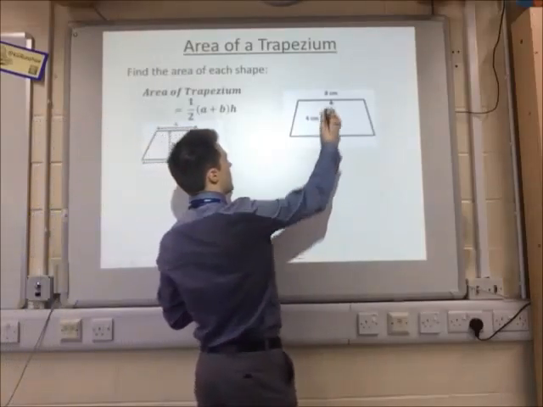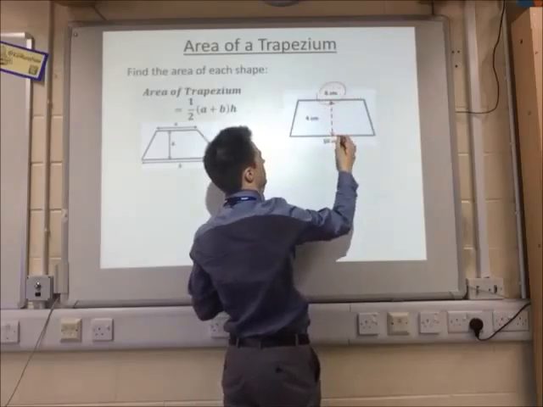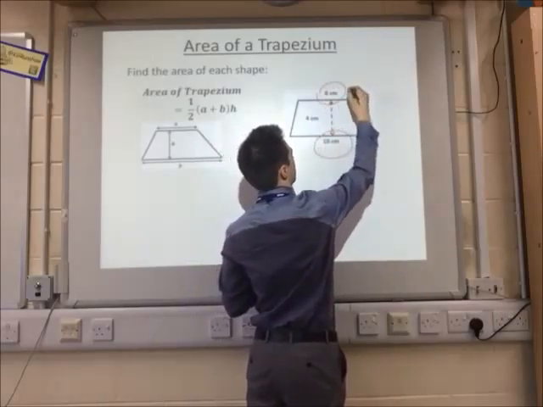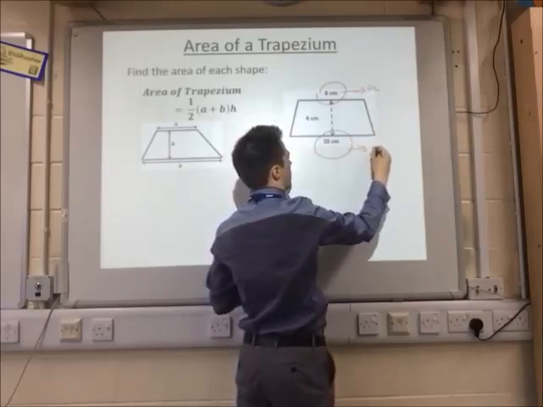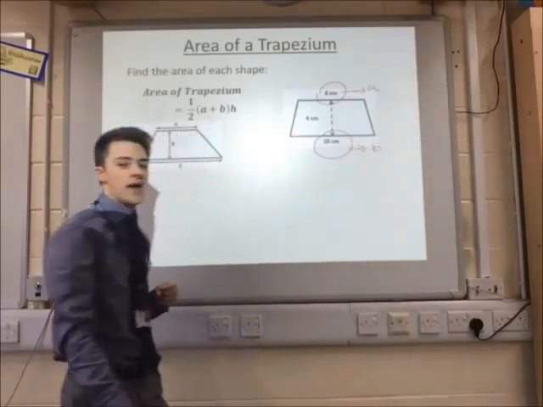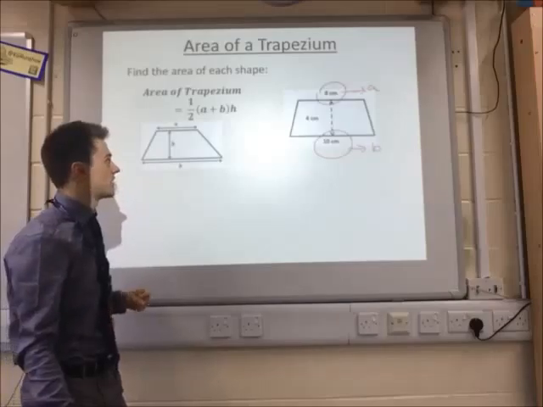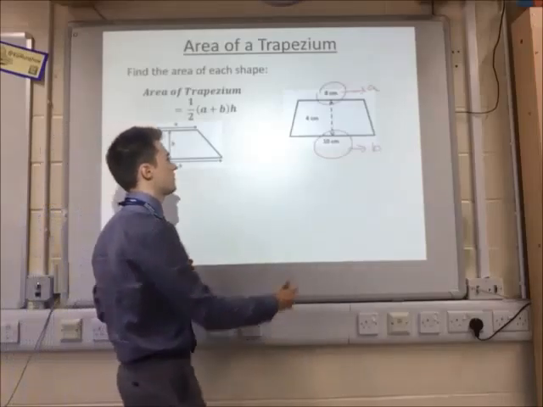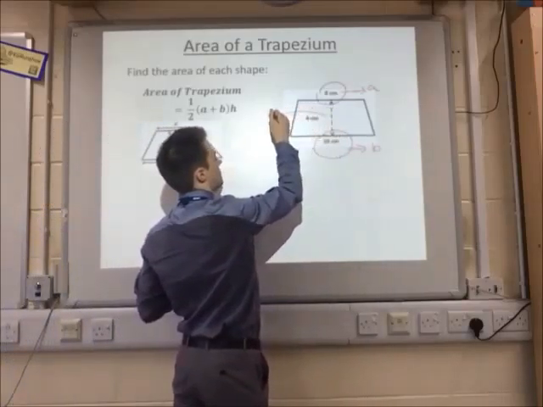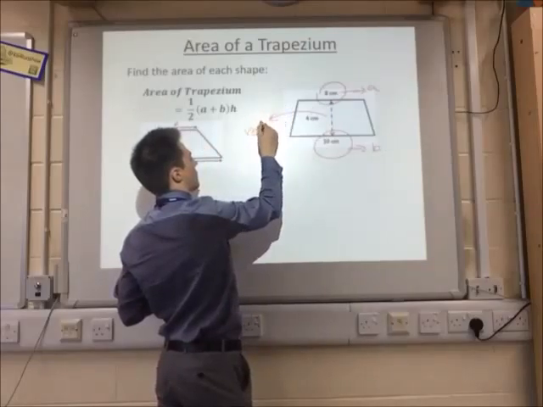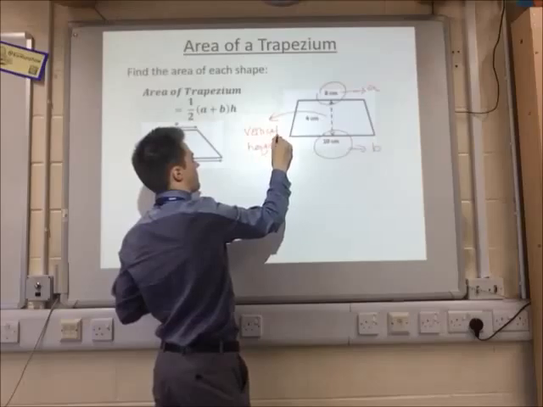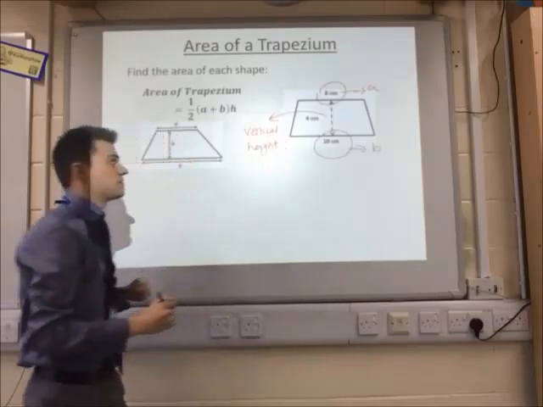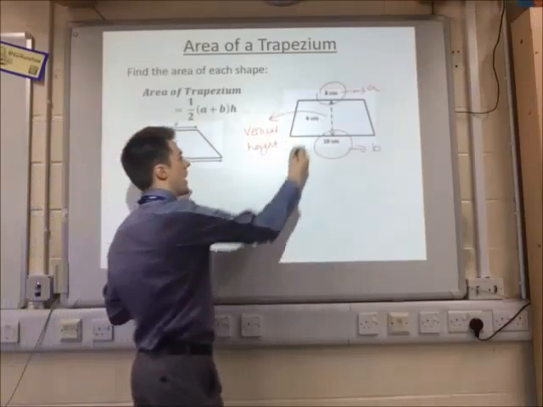So the values of A and B are the values of the two parallel sides of the trapezium. So A can be at the top and B at the bottom. So that's where A and B are coming from. Now the value of H is the value of the vertical height of the trapezium. So in this case, it is the 4 centimetres that's going to be my H.